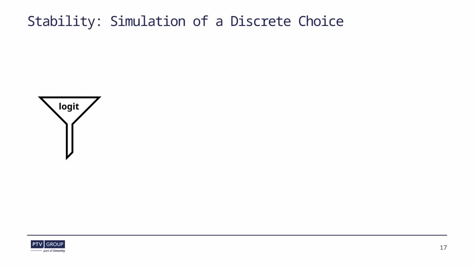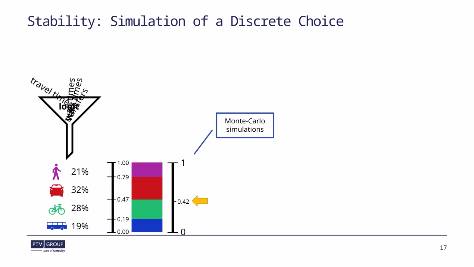In all these models, there is at any point a logit model, and the logit model is fed with certain travel times, wait times, and so on. And from that, we derive probabilities for each alternative, in this case, for each mode that can be chosen. And having these probabilities, we run a Monte Carlo simulation. That means we choose a random number, in this case 0.42, which means then that we will choose the bike.